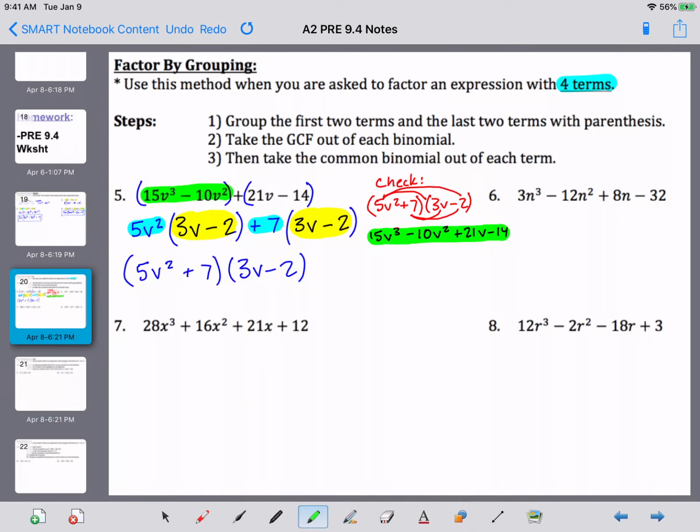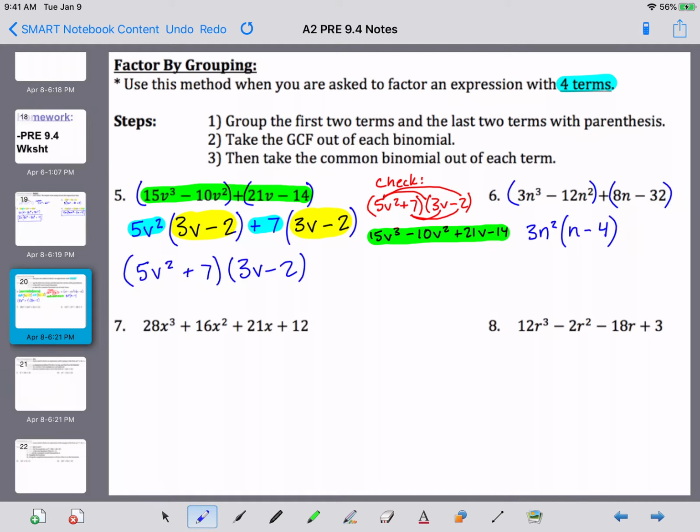Okay, so let's try another problem here. Number 6, group the first 2 terms and the last 2. And then let's check for a GCF. 3n cubed and 12n squared. Well, 3 and 12 can both be divided by 3. There is at least 2 n's in common, so we have n to the power of 2. And then we're left with a single n in the first term, and then a minus 4 for the second term.